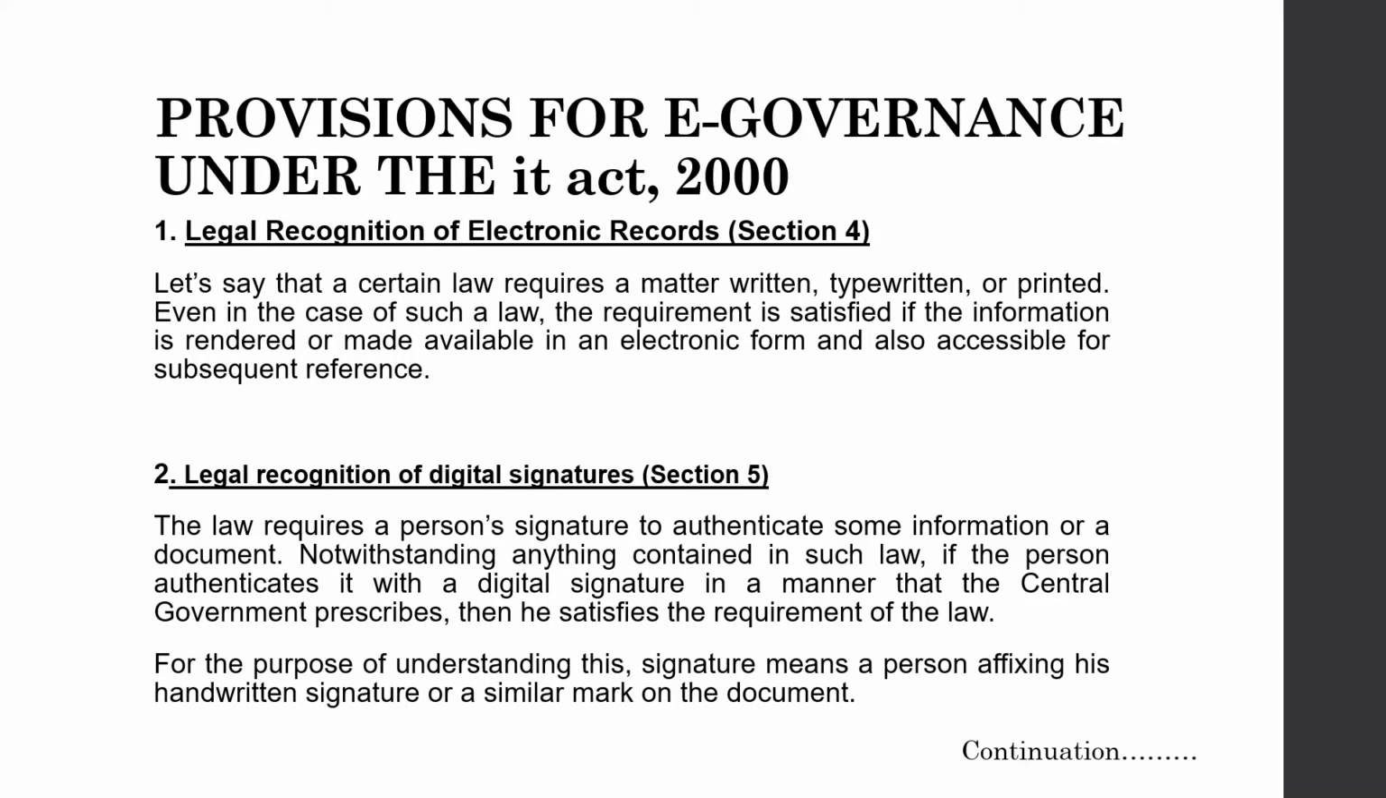So actually you have to think what you are doing, what your authority actually wants. Accordingly we have to do it. So here, DSC means I have to follow what the government is prescribing. Okay, so in what way will you do it? This is the purpose of understanding this. Signature means a person affixing his handwritten signature or similar mark on the documents. So whenever you are affixing a DSC, this is simply equal to a handwritten signature. So this is the legal recognition of DSC as per section 5.